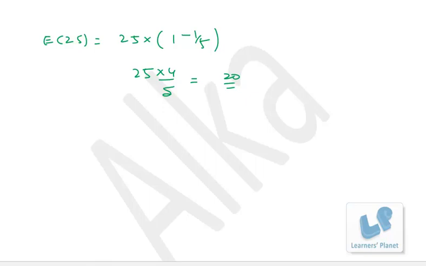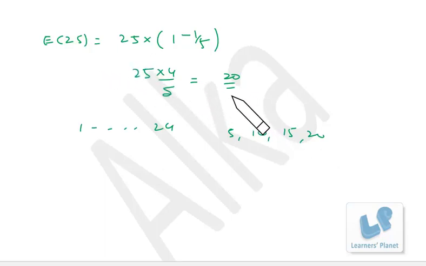You can even go for the manual calculation from 1 to 24. You have 24 numbers, out of these 5, 10, 15 and 20, these 4 numbers are not co-prime to 25, right? So out of 24, if we deduct these 4, we'll be getting 20. So Euler number of 25 is 20.